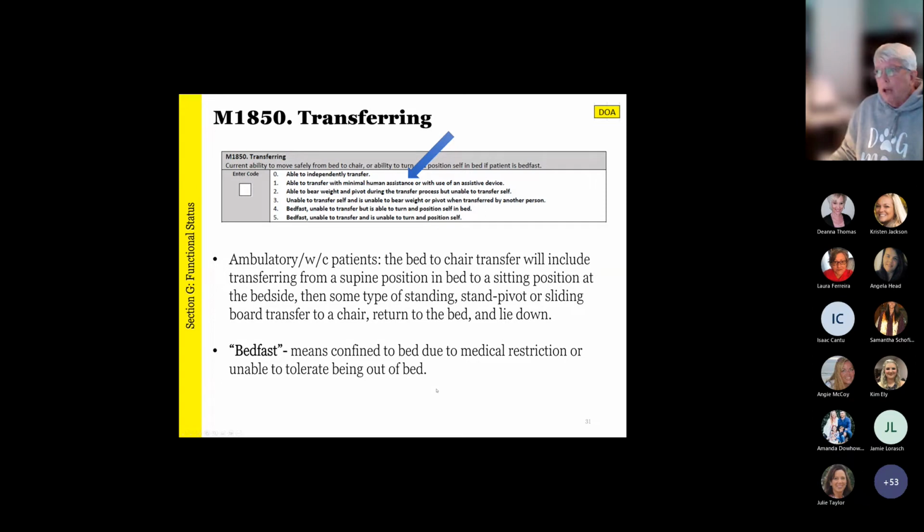Bedfast means they are confined to the bed due to a medical restriction, or they're unable to tolerate being out of bed. So the patient that is hoyered into a recliner or a wheelchair is not bedfast. They'll probably be chair fast, but they are not bedfast. Bedfast is also not the person that just lays there and says, I refuse to get out of bed. No, I just want to lay here. I am comfortable right here. I can see the TV perfectly from this position in bed. If they're able to get out of bed and there's no reason they're not out of bed, that's a different story. So that's different from being bedfast, where you are either physically or confined by medical restriction.